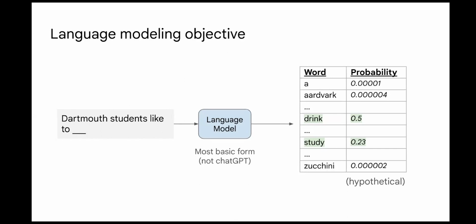There are various ways of picking which next word to produce, but the simplest is that you just pick the highest probability one and say that's the next word you're going to predict. Is that clear? Let me know if there are any questions.